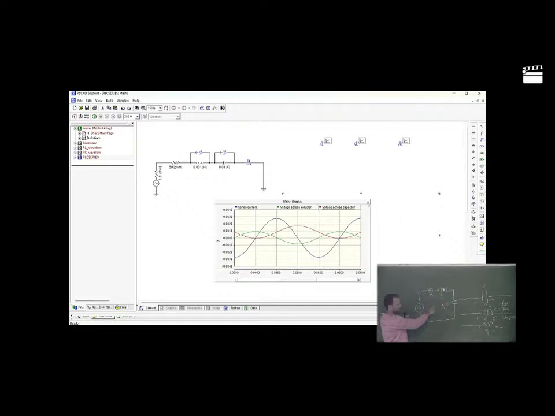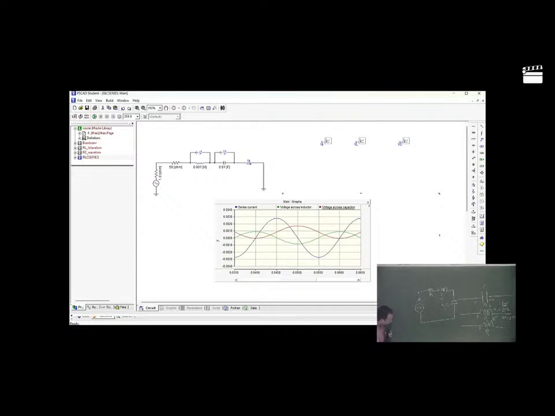This is the RLC series circuit. What is common between all three elements? Current. A trick to draw the phasor diagram is to take whatever is common as the reference parameter. Here the current in all three elements is the same, so we will consider current as the reference.